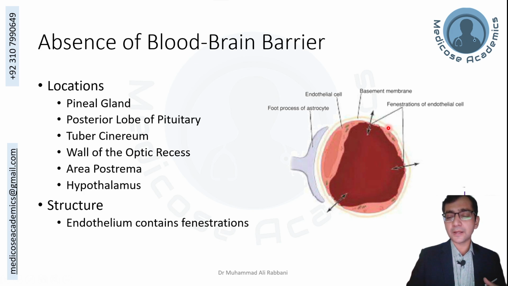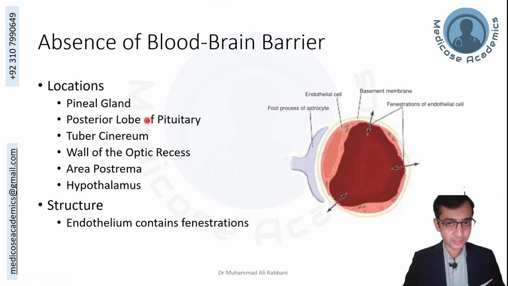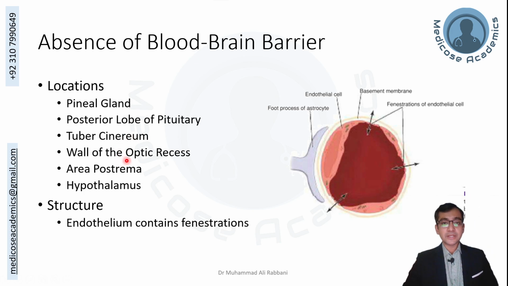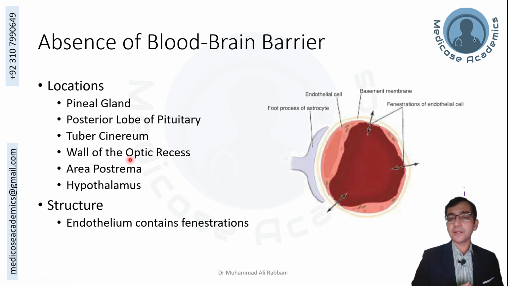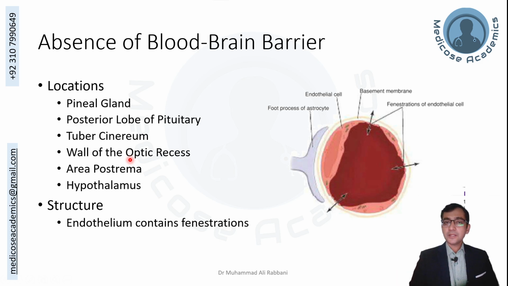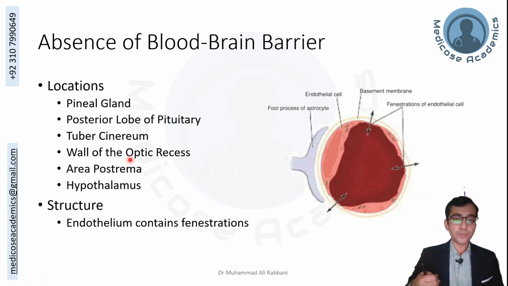Similar structures are present elsewhere, but there are a few structures, and it's preferred that you commit them to memory, that do not have such a robust mechanism. There is the pineal gland, the pituitary, especially the posterior lobe, the hypothalamus, especially the tuberoinfundibular part, the optic recess, and the area postrema. These are the areas where the blood-brain barrier is not that strong, and these are the areas where blood sampling is done.